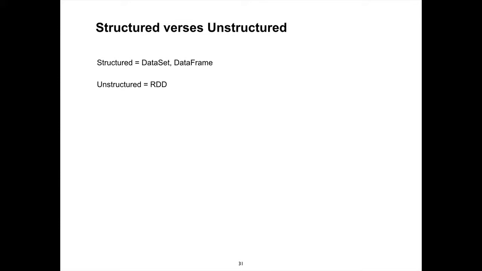Some more terminology: structured versus unstructured. In the Spark world, structured means data sets and data frames. Why? Because there's a schema there that tells you what the columns are, the data types and names, right? Unstructured means RDDs, because you don't have that schema. This next one's a bit more confusing.